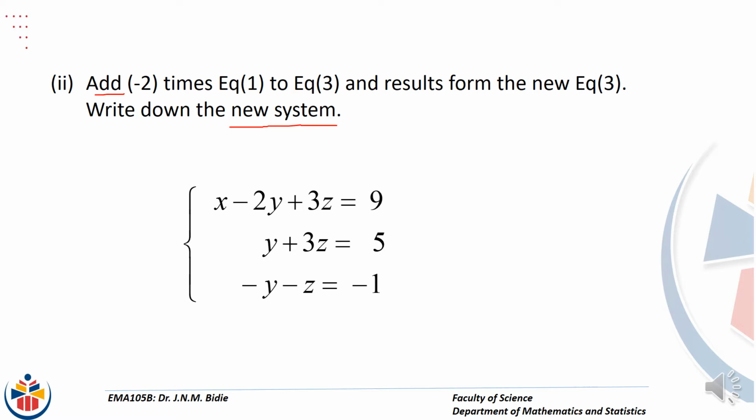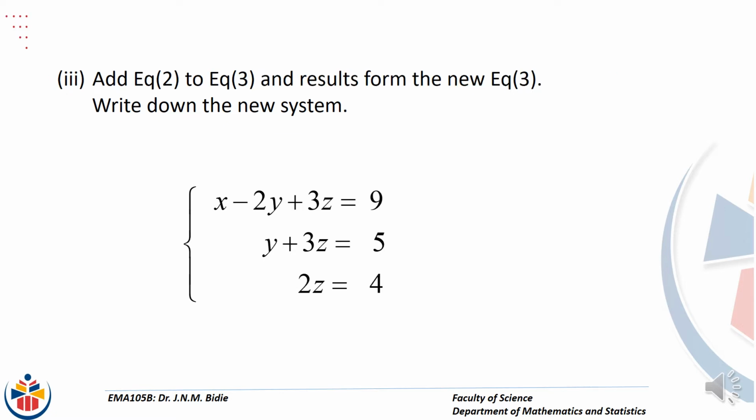So you will have y minus y, that's a 0, so that eliminates y, and then you have 3z minus z, that gives you 2z. 5 minus 1 gives you 4. And then you write down the whole system. That's exactly what we got. Note the first equation still remains the same, the second equation the same, then we have 2z is equal to 4.